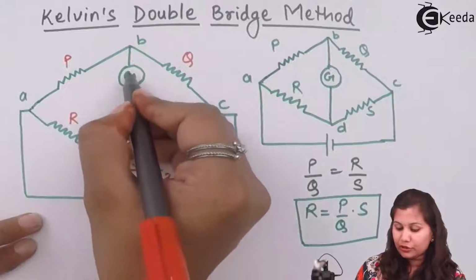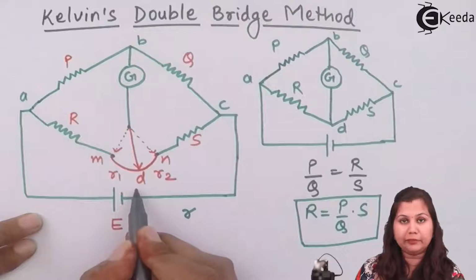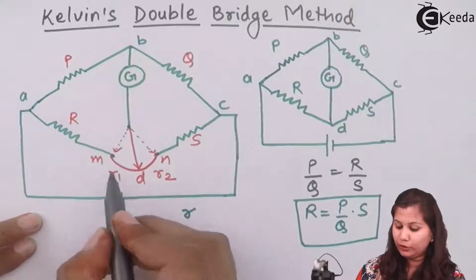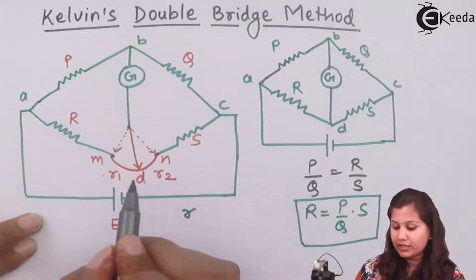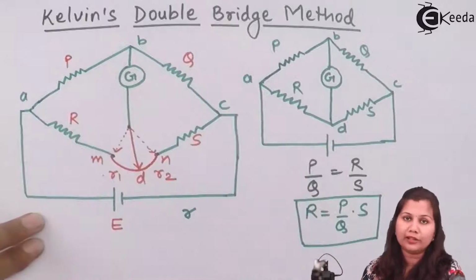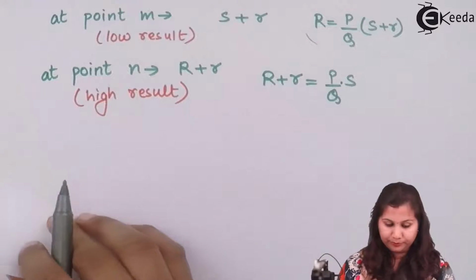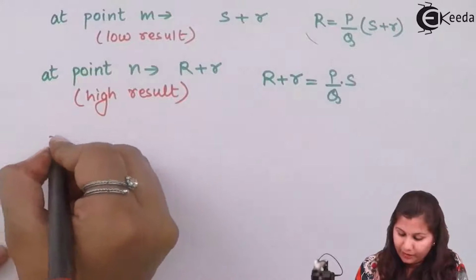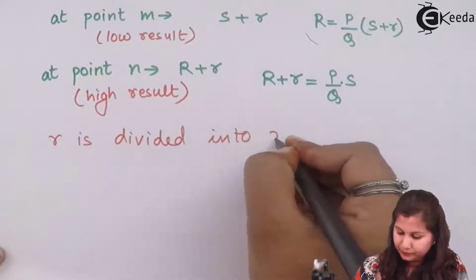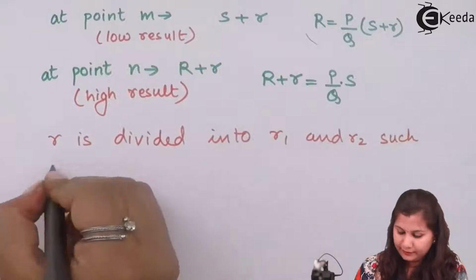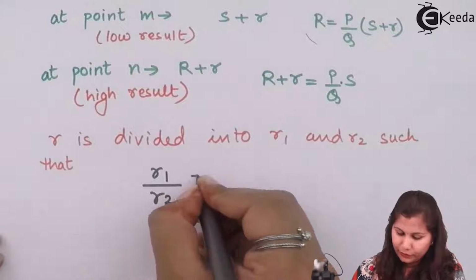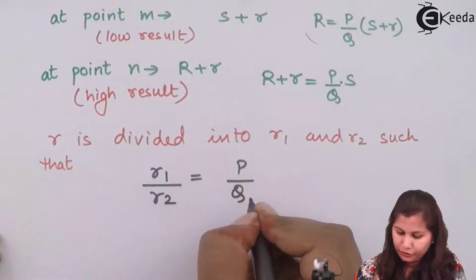So we are making the connection of the galvanometer G at an intermediate point D, which divides the resistance of the connecting lead into two parts, R1 and R2, such that the ratio of R1 and R2 is equal to the ratio of P by Q. So R is divided into R1 and R2, and R1 upon R2 is equal to P upon Q.